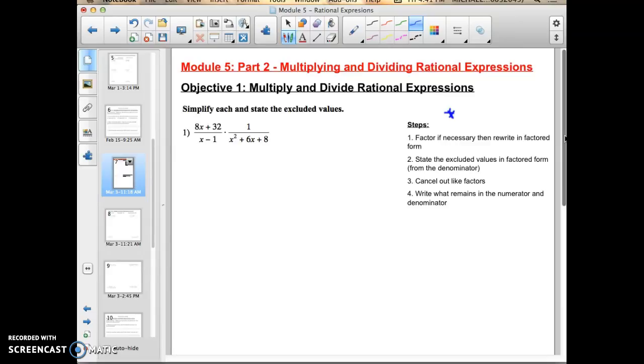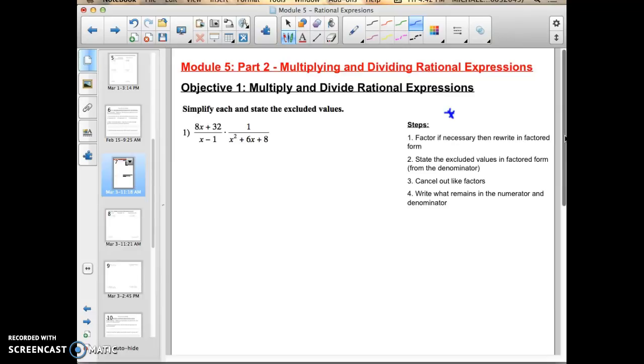If I was going to approach this, first I would read the directions. It says simplify each and state the excluded values. So to simplify it, I need to follow these steps again, and it begins with step 1, factor if necessary, then rewrite in factored form. And then after I do that, I state these excluded values from factored form. And then to continue the simplifying process, I cancel out like factors, step 3, and then finally, step 4, I write what remains in both the numerator and denominator.